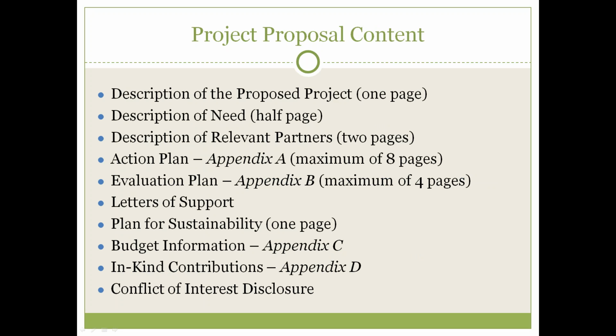Project proposal content: a description of the proposed project, about 1 page, a description of the need for the population for your project, half a page, a description of relevant partners, the action plan, Appendix A in the action plan, and the evaluation plan. All of the appendices can be downloaded. We have templates for those that can be downloaded at our website. You also need to include the letters of support, the conflict of interest disclosure, and the plan for sustainability.